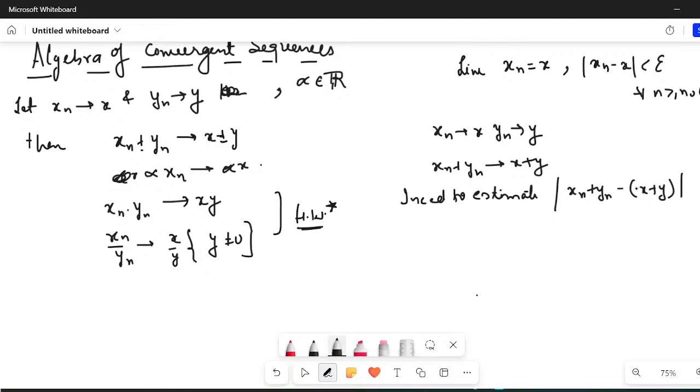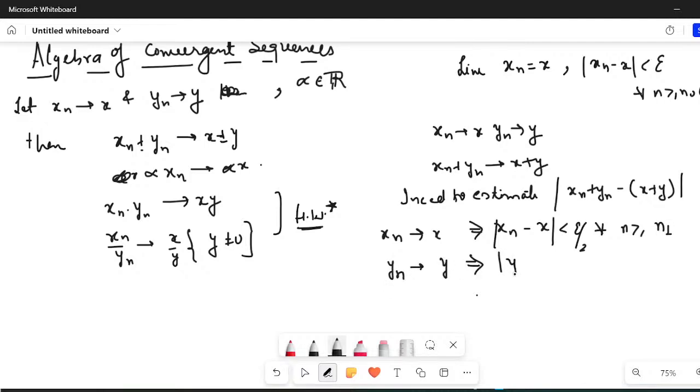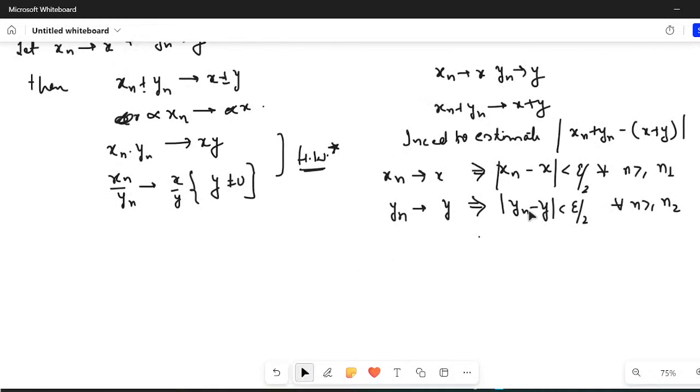Now you see, if xn converges to x, that implies |xn minus x| can be made less than epsilon by 2 for all n greater than or equal to n1. If yn converges towards y, then what do I mean? I mean that |yn minus y| can be made less than epsilon by 2 for all n greater than or equal to n2.